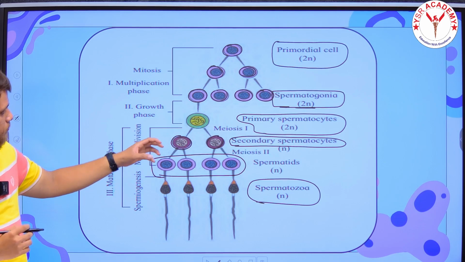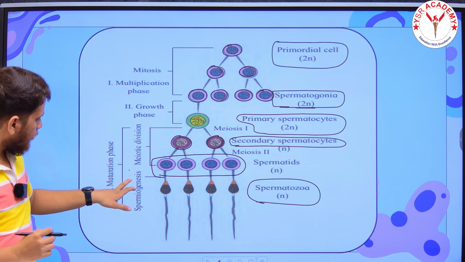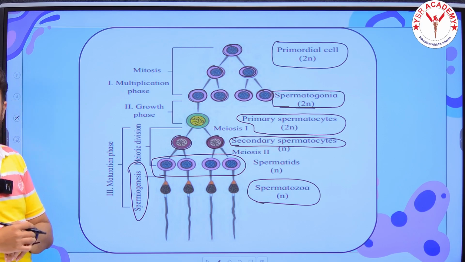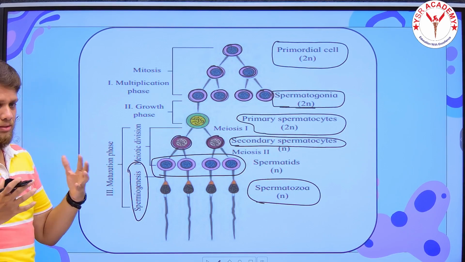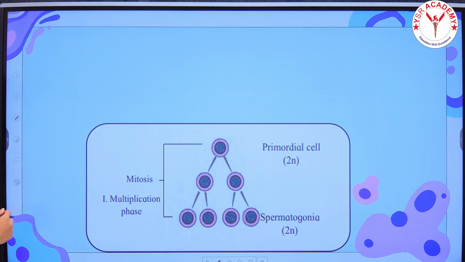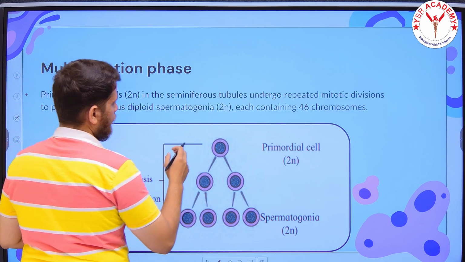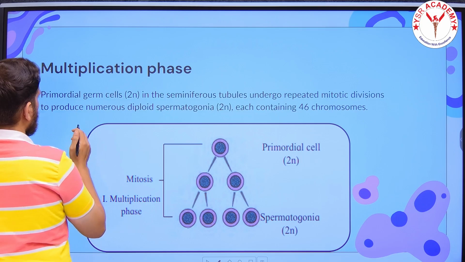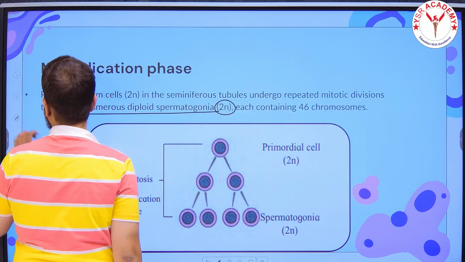When you're converting or maturing spermatids to spermatozoa, the process is called spermiogenesis. And the entire process is called spermatogenesis. There's a difference. Okay, so this particular primordial cell eventually divides, forms spermatogonia, as we have discussed, which is nothing but a multiplication phase. So in which a primordial germ cell, which is 2n in the seminiferous tubules, undergoes repeated mitotic divisions to produce numerous diploid spermatogonia, which is 2n, containing 46 chromosomes.